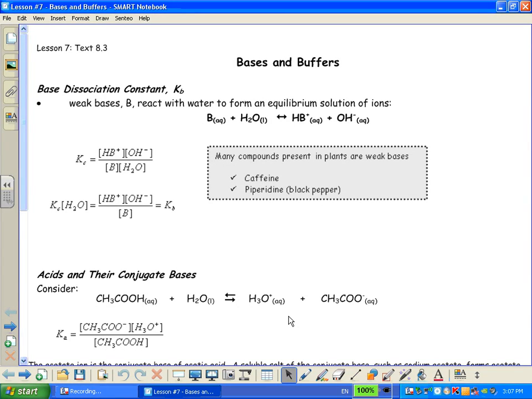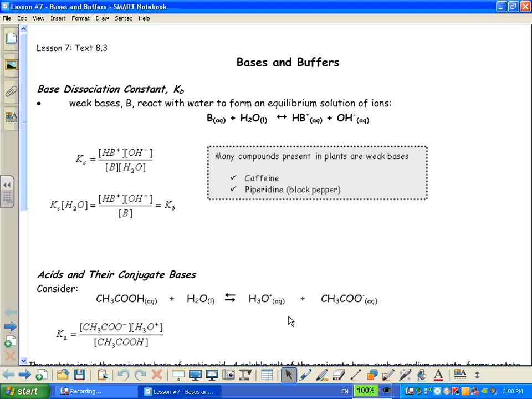Welcome to Lesson 7, which can be found in your textbook in Section 8.3. Up to this point, we've been looking at strong acids and strong bases. We then focused on weak acids. Today, we're going to focus on bases and how they relate to the acids we've been looking at the past few days. So the first thing we're going to look at is the base dissociation constant, Kb.